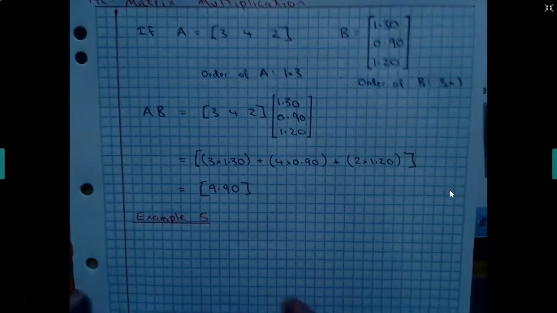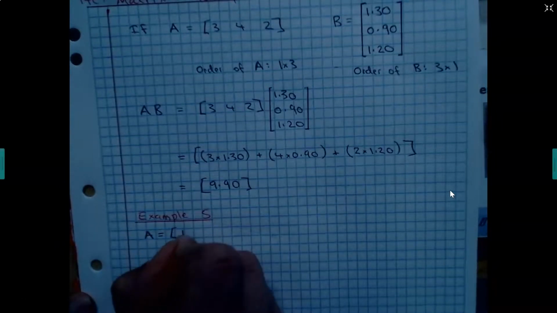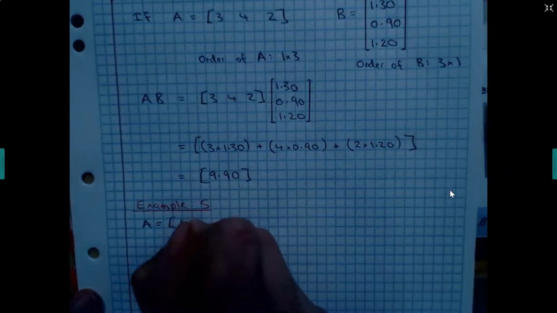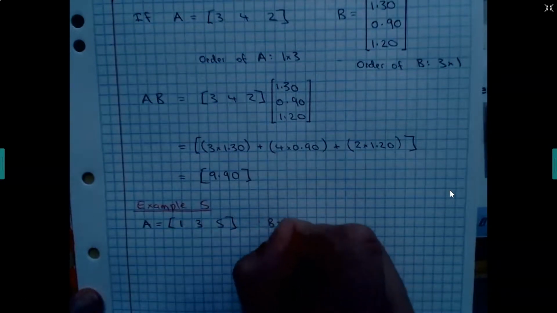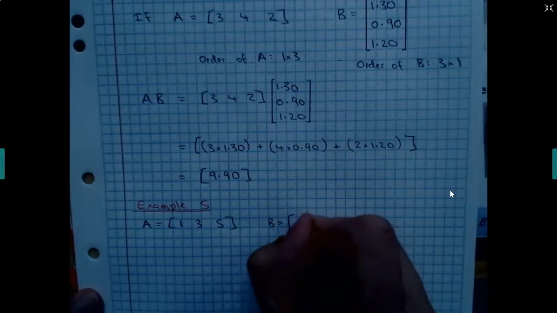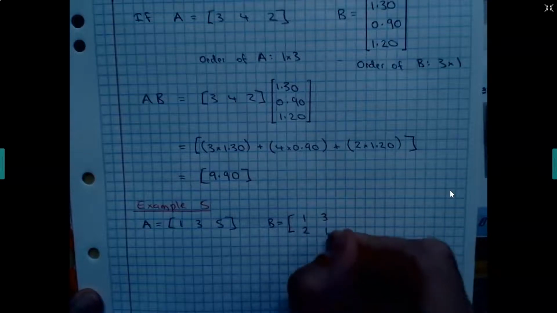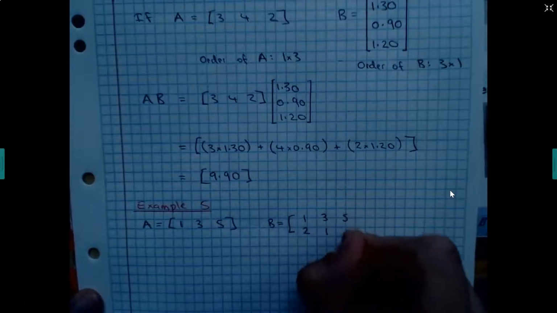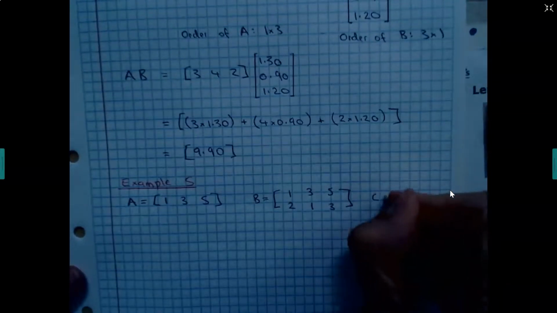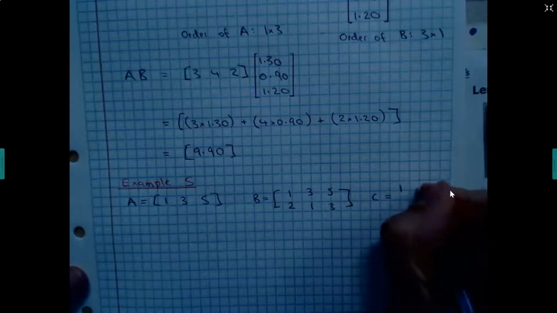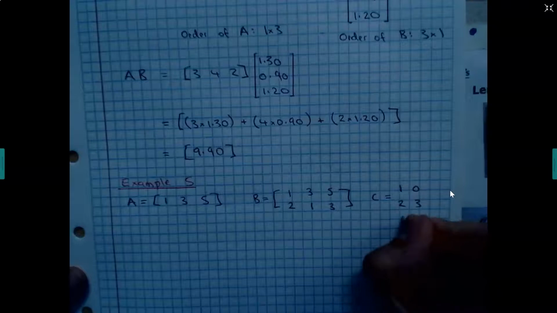So this time, A is going to be equal to 1, 3, 5. B is going to be equal to 1, 2, 3, 1, 5, 3. And C is going to be equal to 1, 0, 2, 3, 1, 4.